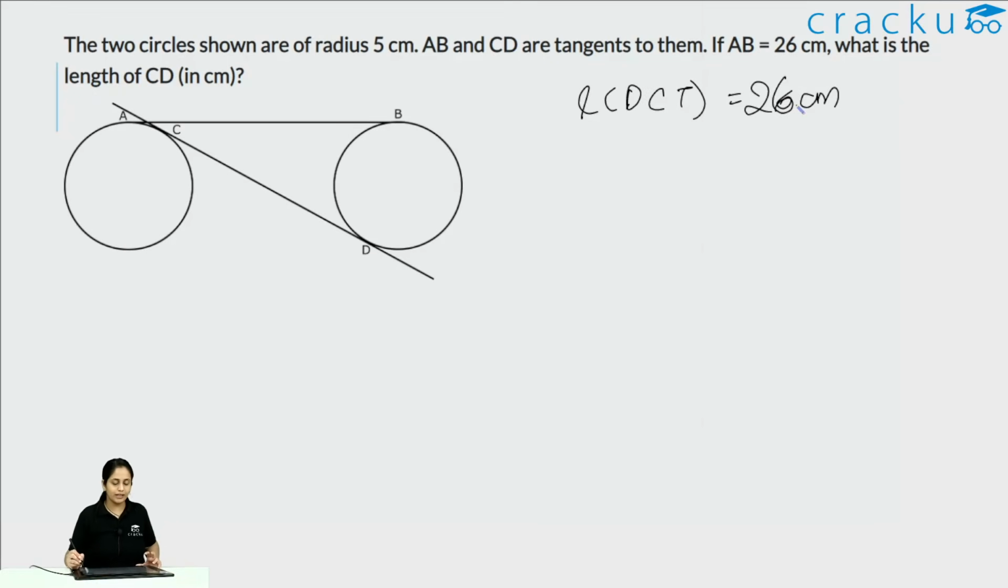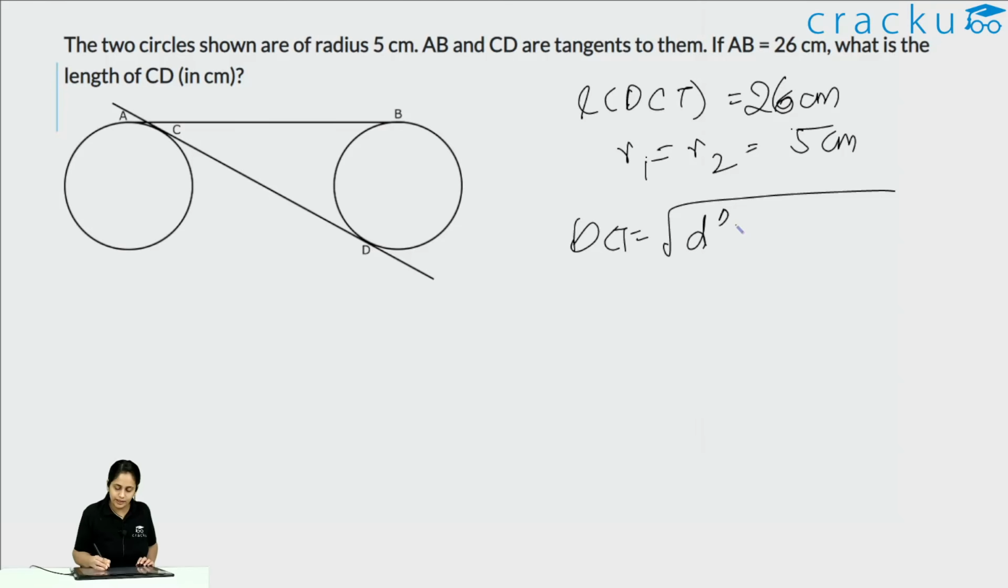So R1 is equal to R2 is equal to 5 centimeters. So let us try to use the formula. Length of DCT is how much? This is square root of D square minus (R1 minus R2) the whole square. So R1 and R2 are equal, so this becomes 0. So DCT is equal to square root of D square, which is essentially equal to D. So the length of the direct common tangent is equal to D.